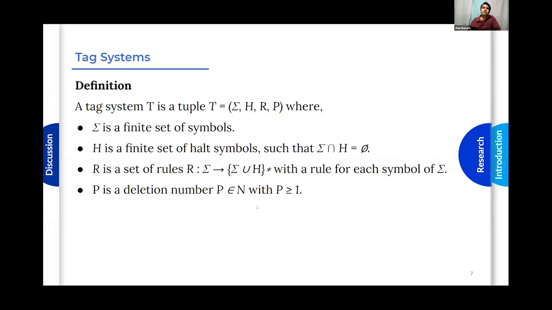Then, the definition of a tag system is a tuple T with Σ, that is the alphabet of the tag system; H, that is the finite set of halt symbols, which indicate when the tag system halts; and R, the set of production rules. A production rule indicates which string, called the appendant, will be concatenated at the end of a string when the beginning has a determined symbol. The deletion number P is a constant number of symbols that it will delete every computation step.